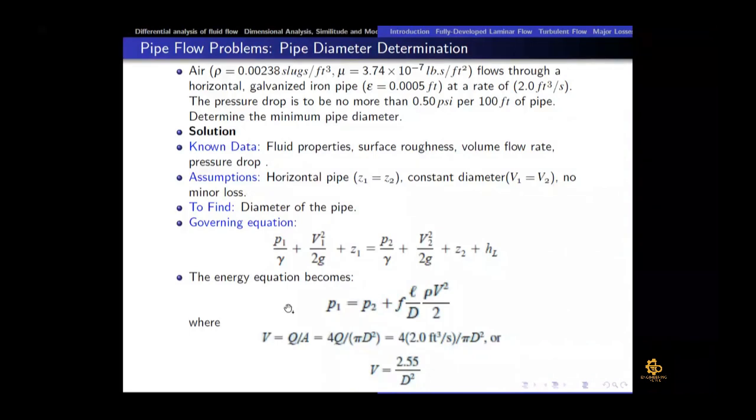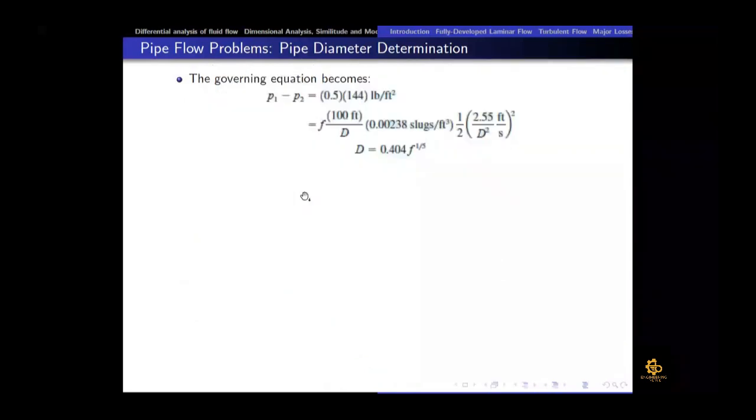So it means that first of all we will try to see what the equations are for that. From the above equation, P1 minus P2 is equal to f L upon D rho V square upon 2. P1 minus P2 is given to us in the data, that it should be not less than 0.5 psi. If we want to convert it into pound force per feet square, we multiply it with 144, right? Because we are converting per inch square into per feet square. And that is equal to f upon D, and length is 100 feet, and then rho V square upon 2.